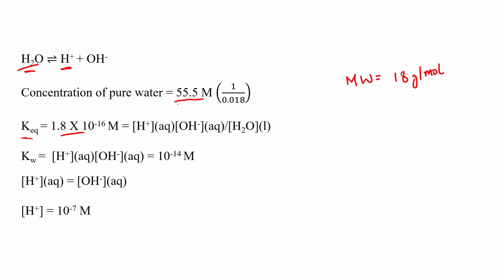Now there is another factor that is defined as Kw. How do we define Kw? Kw is defined as H plus ion concentration multiplied by OH minus ion concentration, and the value of Kw is given as 10 raised to the power of minus 14. We can derive this value by replacing the value of K equilibrium and the concentration of H2O. And at any point the concentration of H plus ions and OH minus ions will be equal.